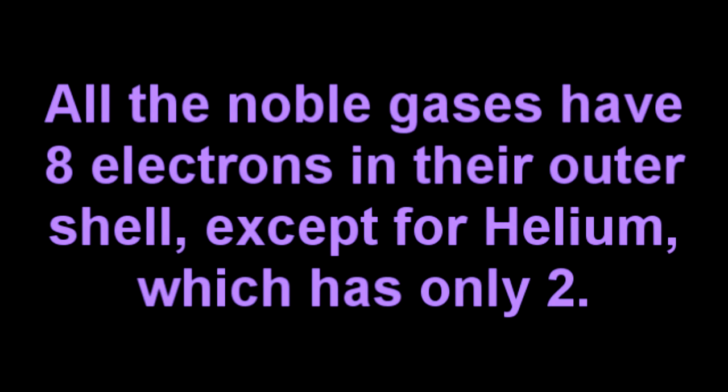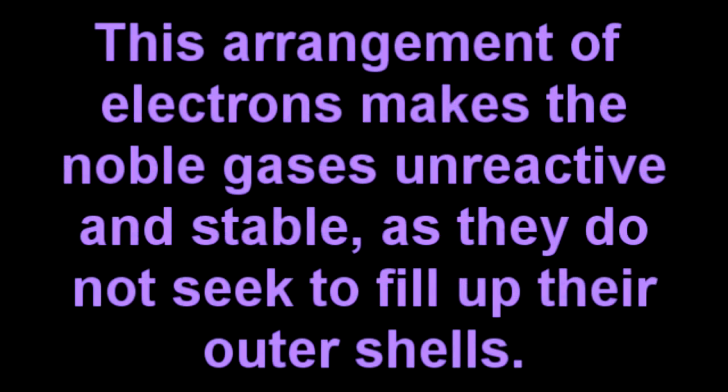All the noble gases have 8 electrons in their outer shell, except for helium, which only has 2. This arrangement of electrons makes the noble gases unreactive and stable, as they do not seek to fill up their outer shells. They have stable electronic structures.